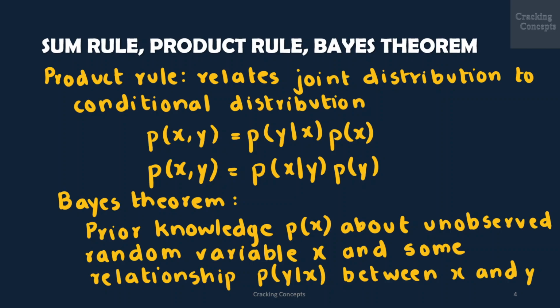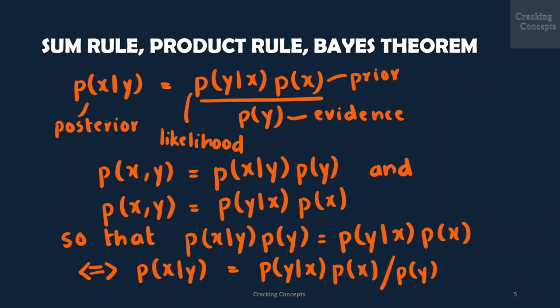In machine learning and Bayesian statistics, we are often interested in making inferences of unobserved random variables, given that we have observed other random variables. Let us assume that we have some prior knowledge p(x) about an unobserved random variable x and some relationship p(y given x) between x and a second variable y, which we can observe.